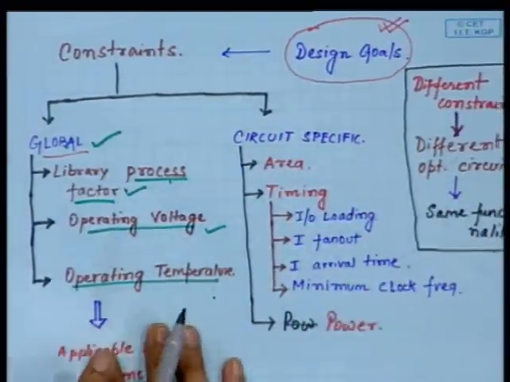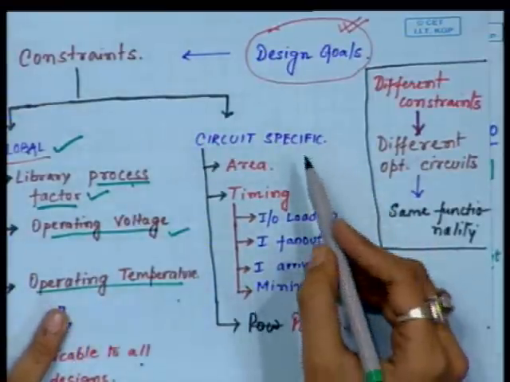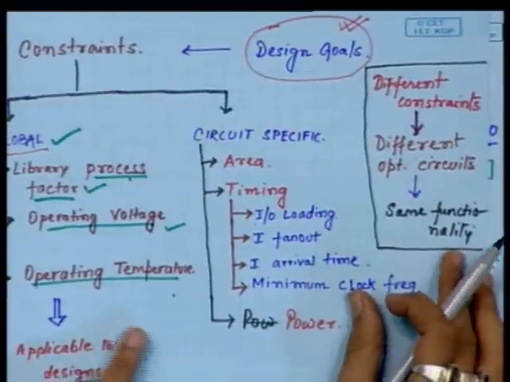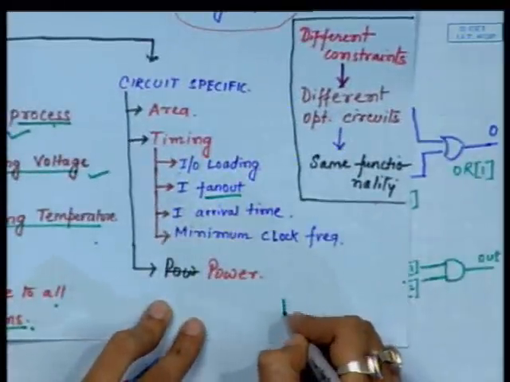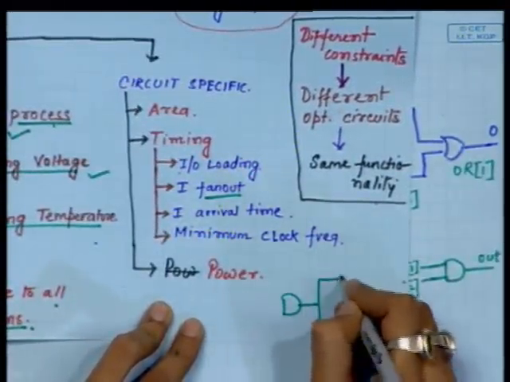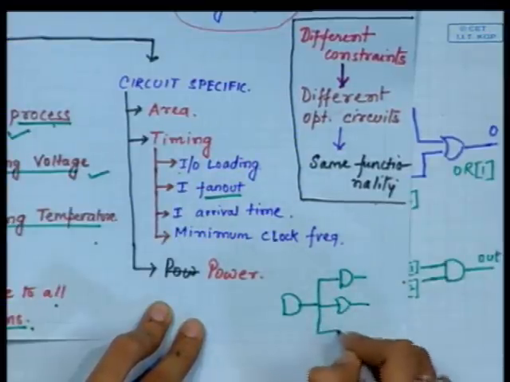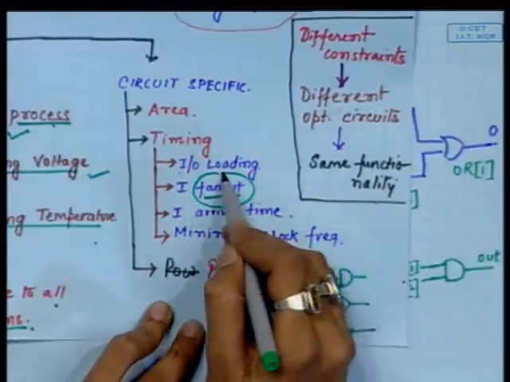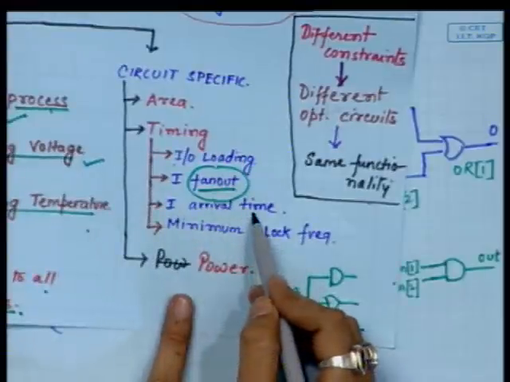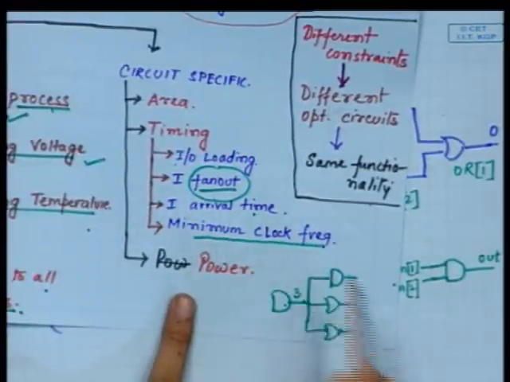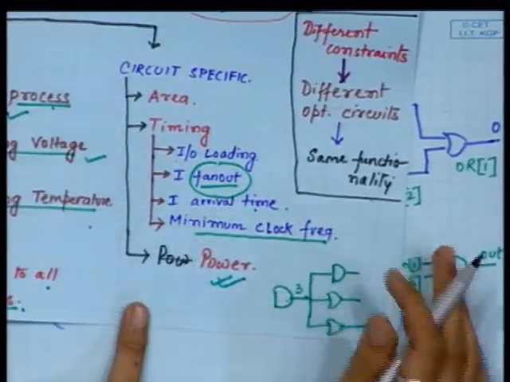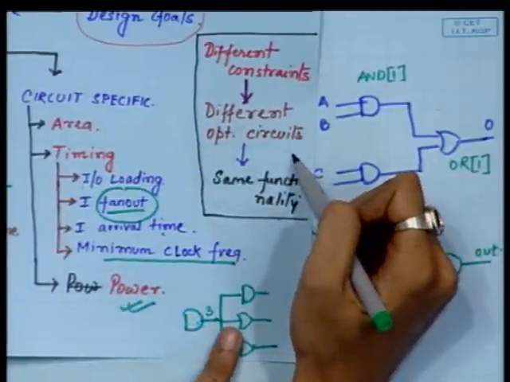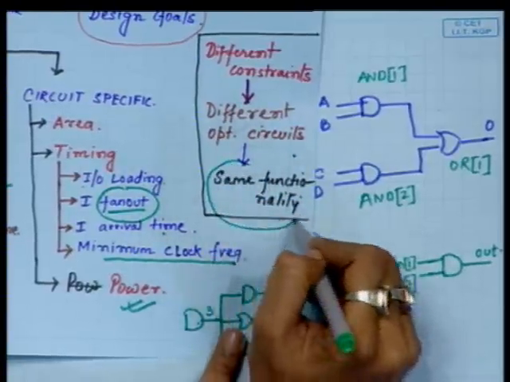There is another class of constraints, that is the circuit specific constraints. Circuit specific constraints are area and timing. Timing involves input output loading and input fan out. What is input fan out? Suppose there is an AND gate. Now if this AND gate drives 3 other gates, then we say that it has a fan out of 3. Timing depends hugely on fan out because of capacitance delay and such things. Then input arrival time, and obviously the minimum clock frequency. Another constraint is power. Now different constraints give different optimized circuits, but all these circuits have the same functionality.